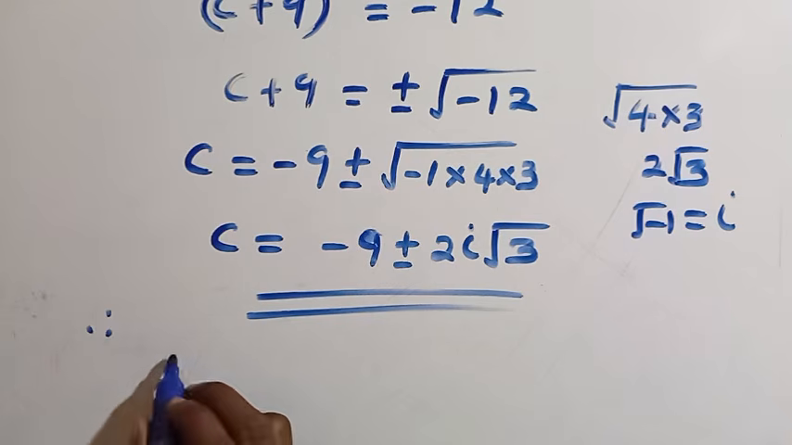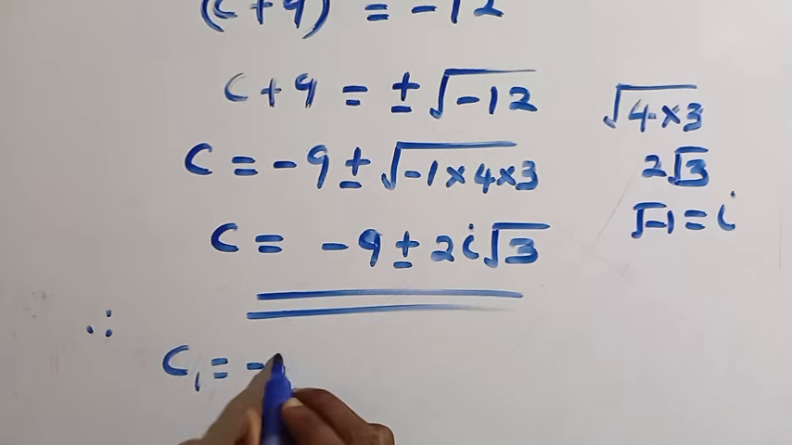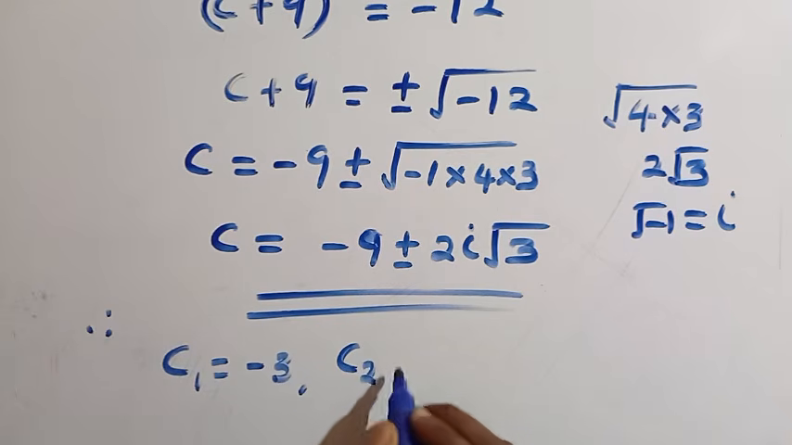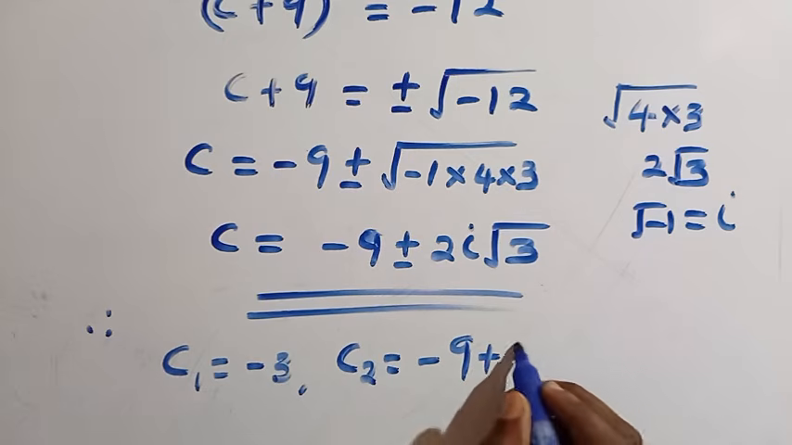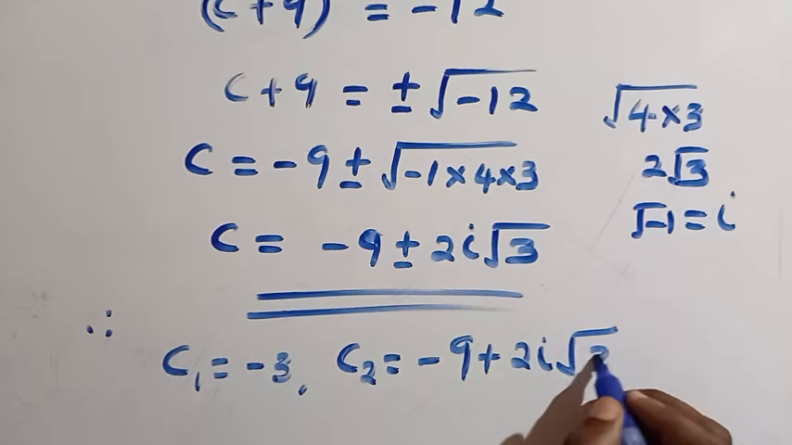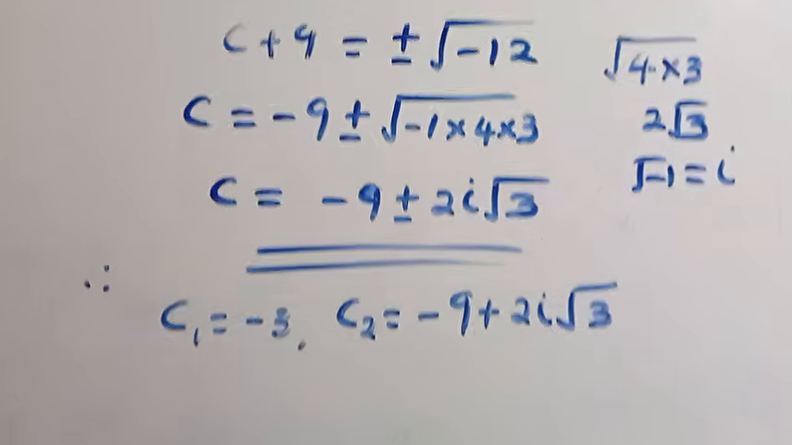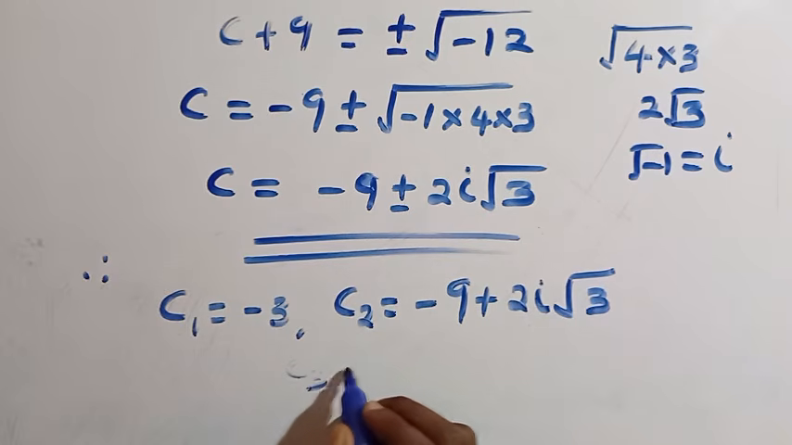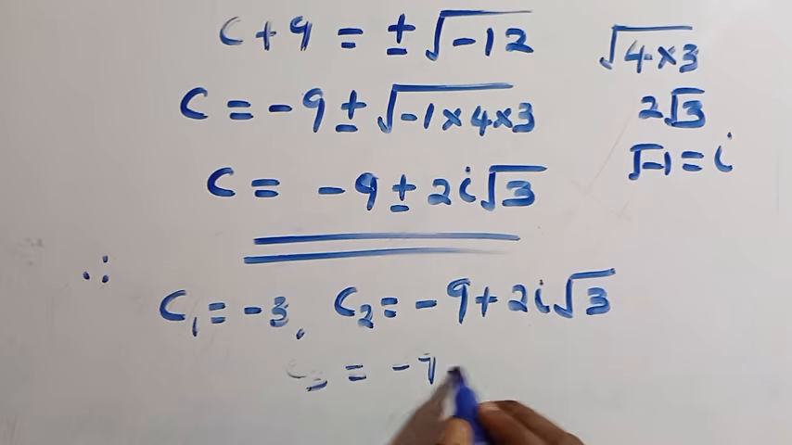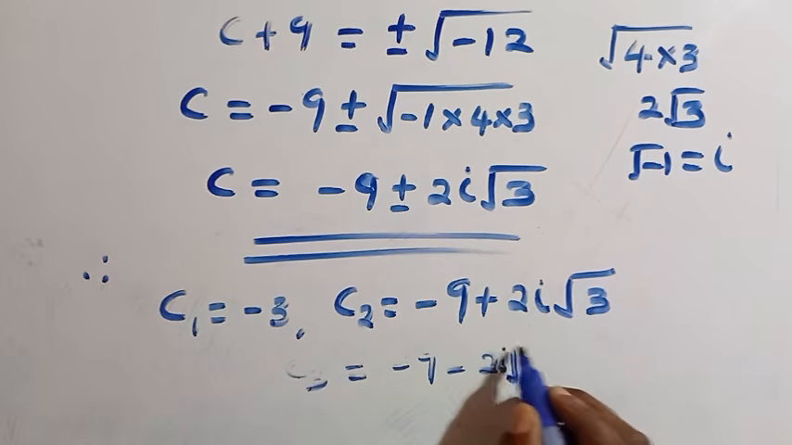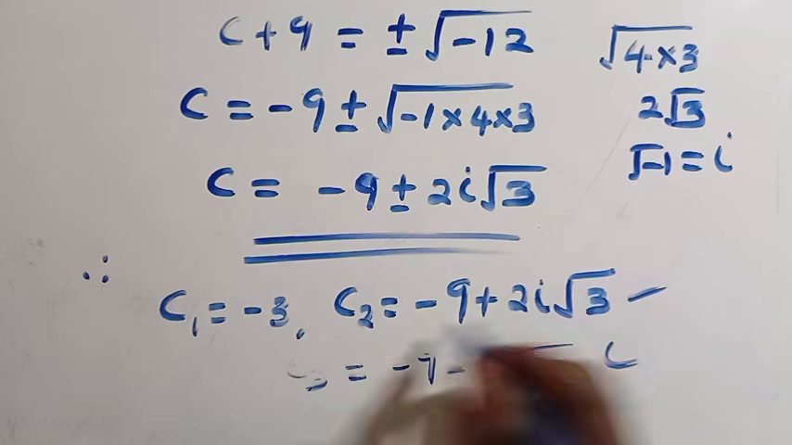So therefore we have c1 equals minus 3, we have c2 equals minus 9 plus 2i root 3, and again we have c3, which gives us minus 9 minus 2i root 3. So these are all the valid solutions.